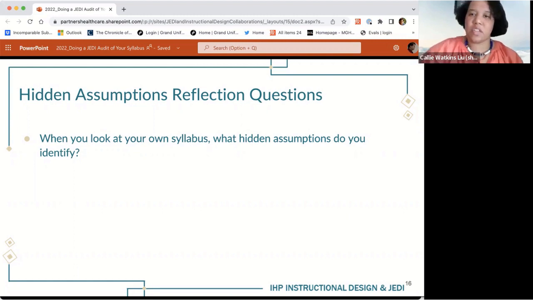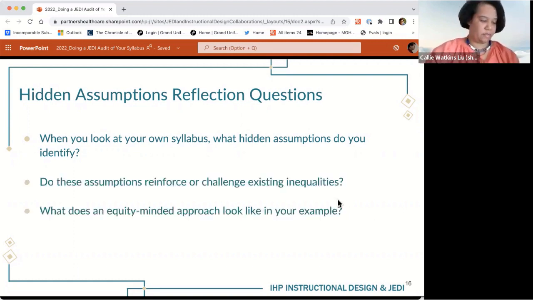Let's do the next ones, Tony. I think we can do the next two just together. And then when we're looking at these, again, revisiting, when we're looking at the assumptions, how are they reinforcing or challenging existing inequality? So you want to keep doing that. And really trying to think about what does an equity-minded approach look like in this example. So when we identify the assumptions that are being built into it, when we're looking at how they're relating to existing inequalities, think about what does it mean to be proactive? What needs to be made explicit? What kinds of resources are there? And what kind of structures or norms do you want to put in there to actually counteract these obstacles?